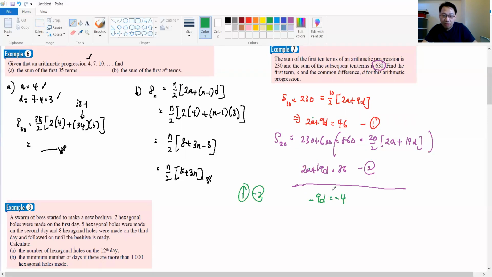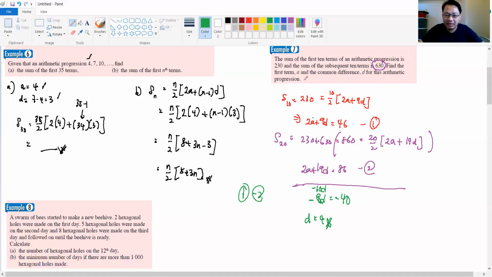Sorry, 9d minus 19d is not negative 9d, it is negative 10d. 46 minus 86 is negative 40. Okay, is that correct? Yeah. So from here we can find d equals 4, because negative 40 divided by negative 10. Then we got 4. Settle for d.